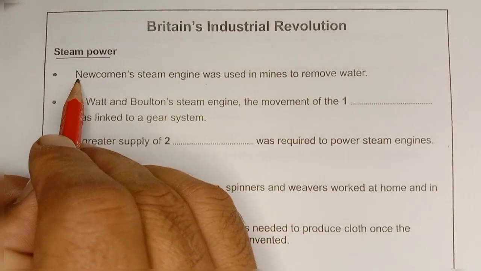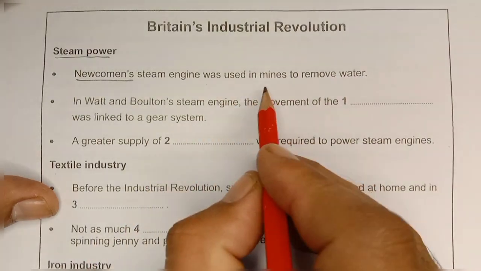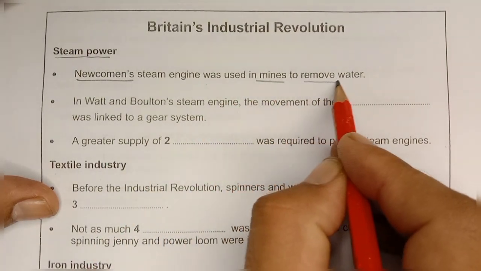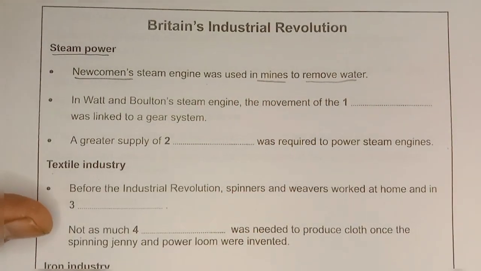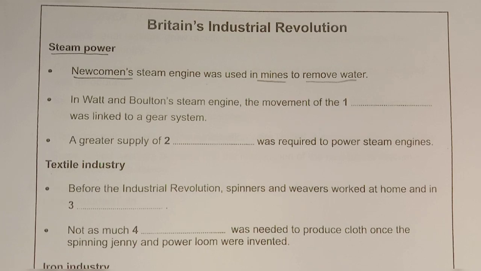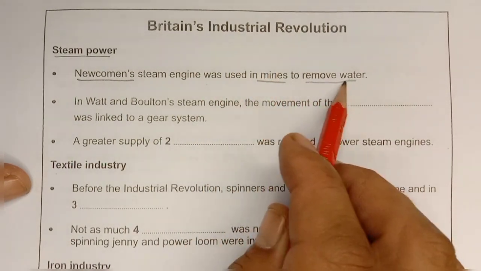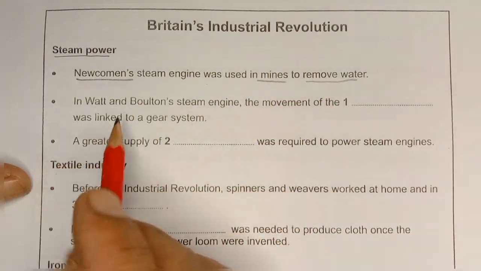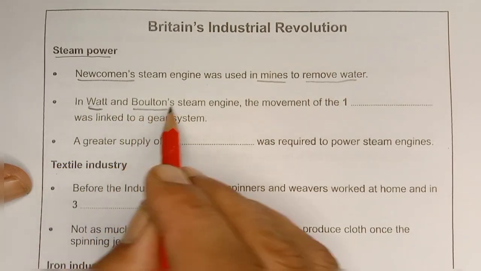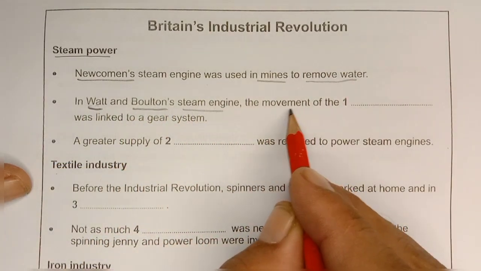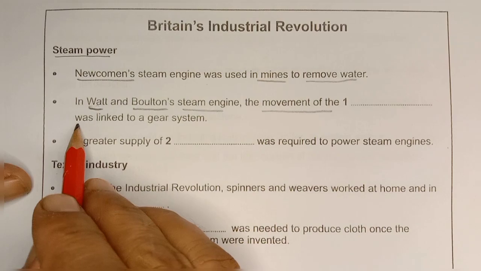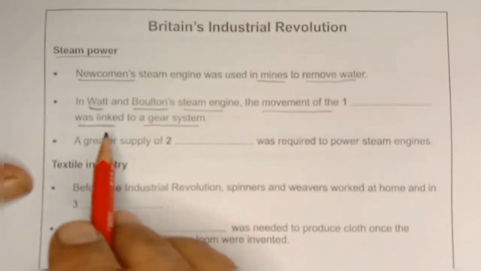Newcomen steam engine was used in mines to remove water. In Watt and Boulton's steam engines, the movement of the blank was linked to a gear system.